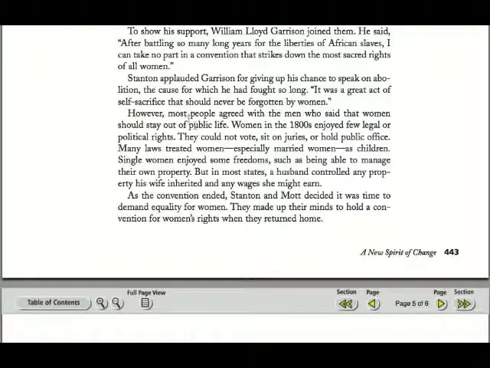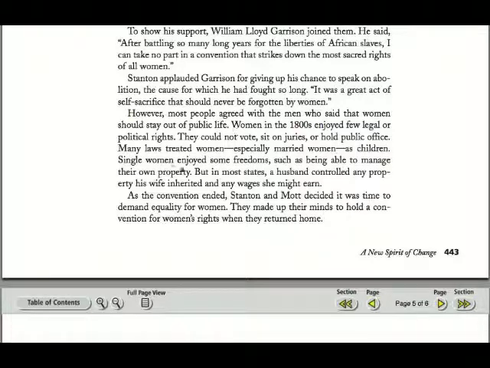However, most people agreed with men who said that women should stay out of public life. Women in the 1840s enjoyed few legal or political rights. They could not vote, sit on juries, or hold public office. Many laws treated women, especially married women, as children.